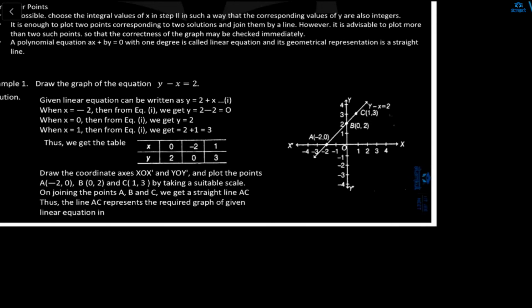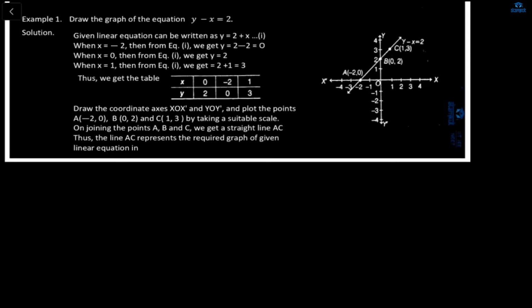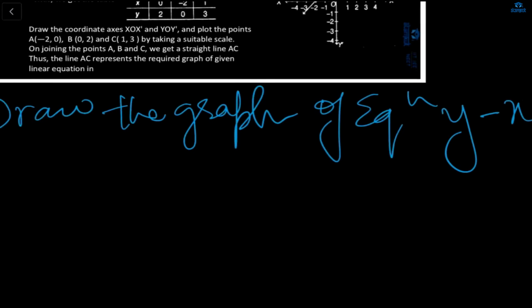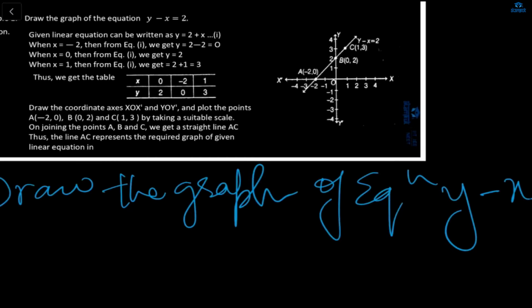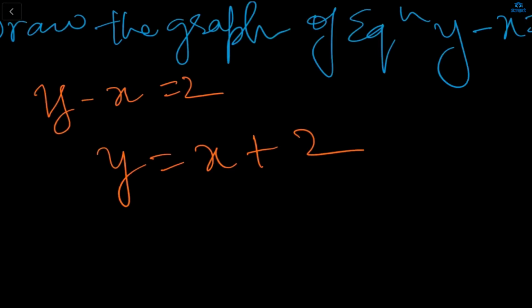Now, draw the graph of the equation y minus x is equal to 2. You have to draw the graph. We are saying y minus x is equal to 2. Now the first step will be what? To make the equation with respect to y. So it will be y is equal to x plus 2, that is mx plus c. I have converted it into this form.